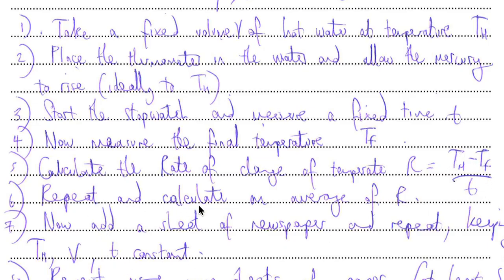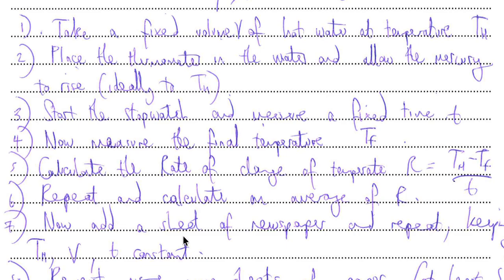And then we're going to repeat and calculate an average of R. Notice that whenever we repeat, we take averages. If you're going to tell people to repeat the data taking process, you must tell them to take an average.